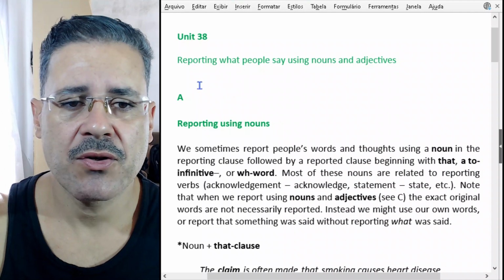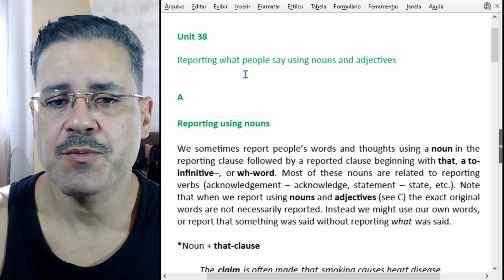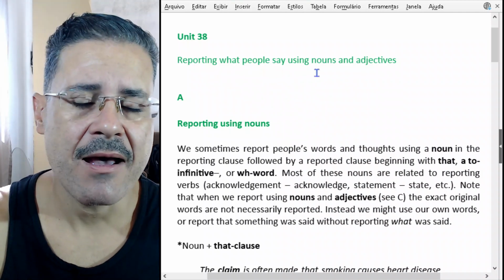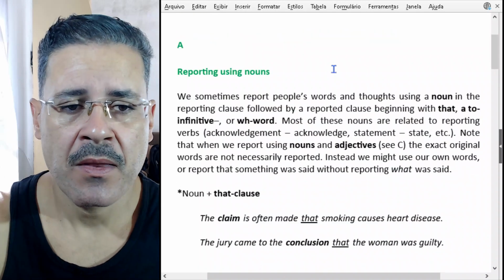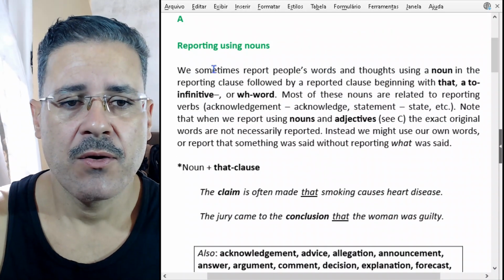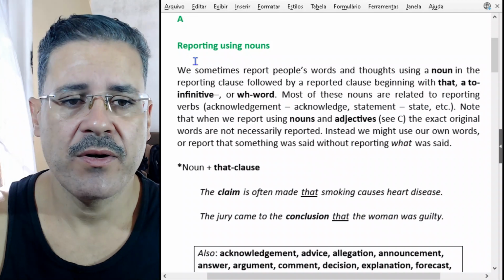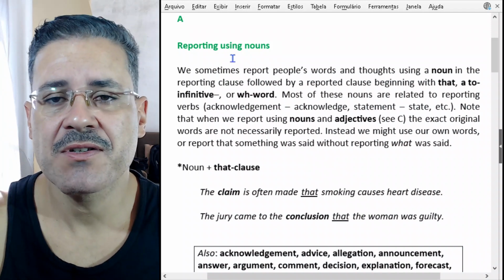Today we're talking about reporting what people say using nouns and adjectives. Okay, let's get started. Firstly, we're starting with reporting using nouns.